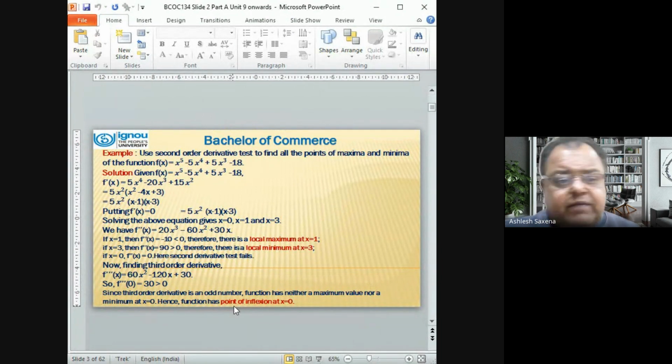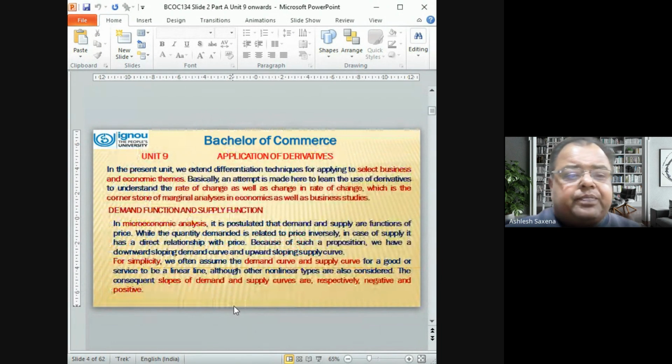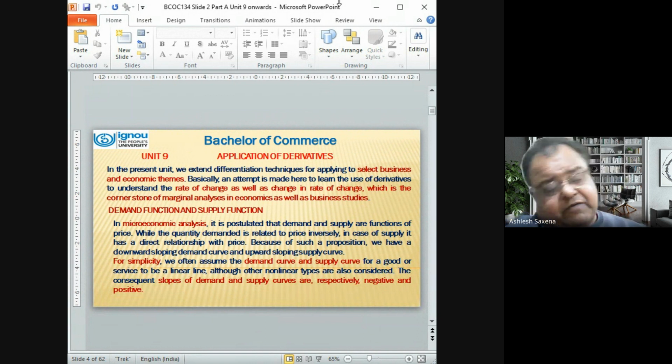This is what we have done. Now we will be moving further to unit 9, that is application of derivatives. We are aware of what first derivative is, what second derivative is, how the study of second derivative is done, and what are the conclusions that we get.